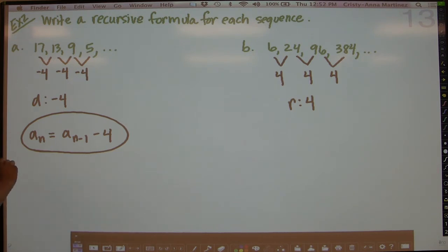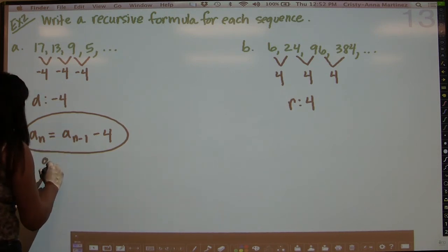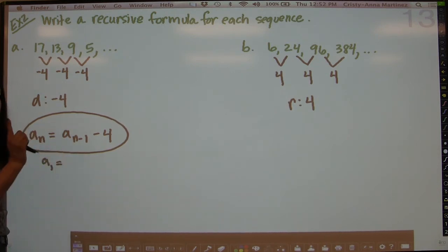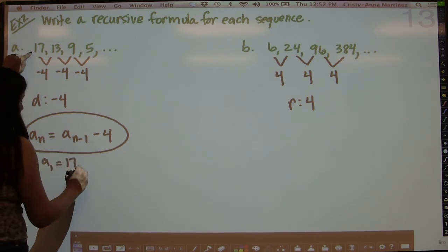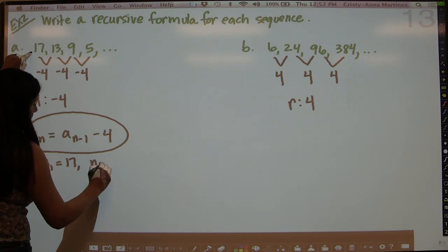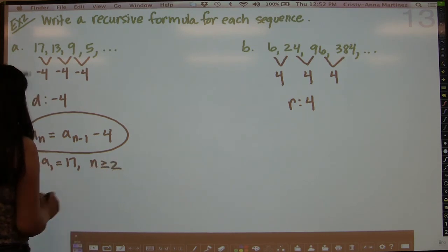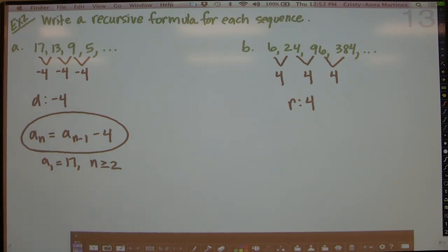And of course, we would have to make sure that we say that a sub 1, you always want to list the first term, a sub 1 is 17, and of course that n is greater than or equal to 2. You don't want to forget those parts.